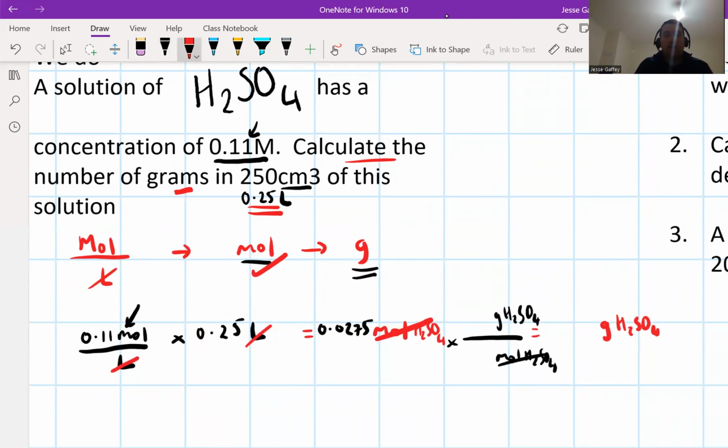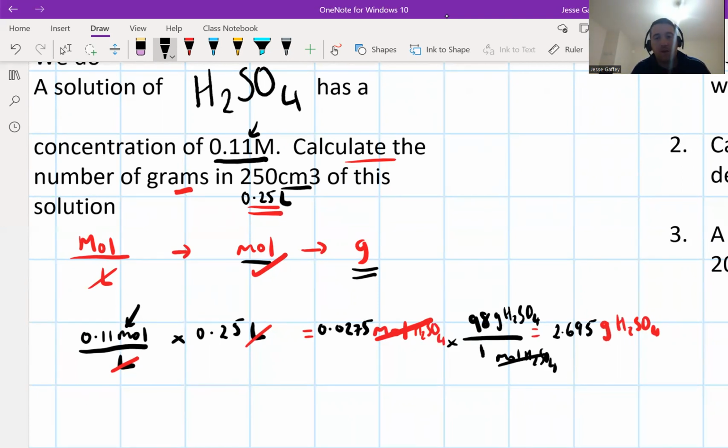At this stage, I am going to write down that for every 1 mole, I have what I need, the molar mass of this. So pausing the video and working that out, please. Okay, the answer I'm getting is 98 grams per mole. So 0.0275 times 98, giving me 2.695.